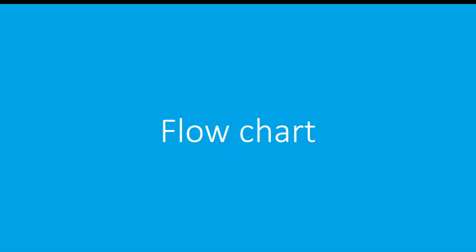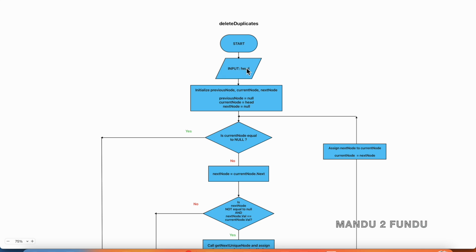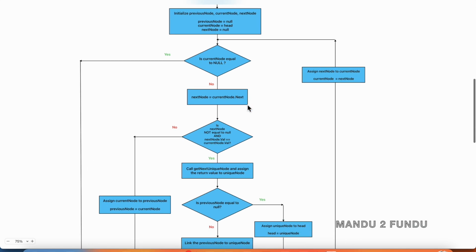Let's look at the flowchart. Input for this procedure is the head of the sorted linked list. First we initialize the previous node, current node and the next node to null. The current node will be initialized with the head of the linked list. Then we start traversing the linked list in this for loop.